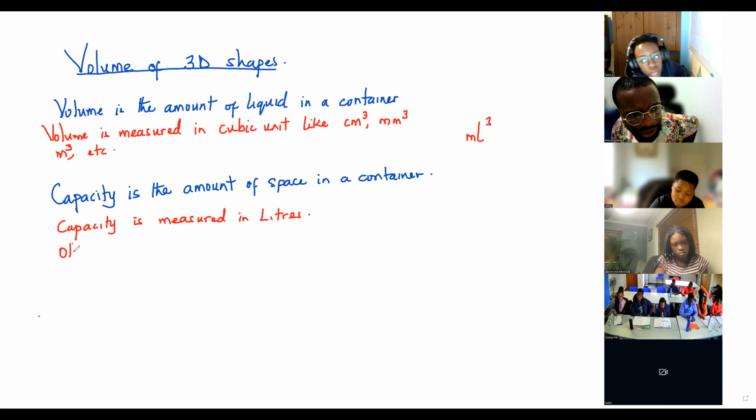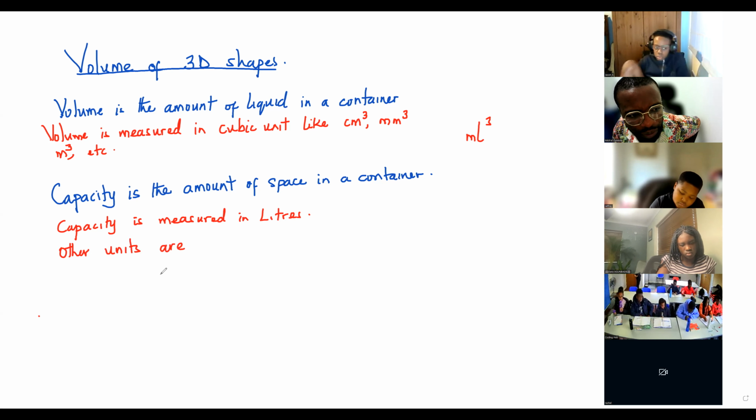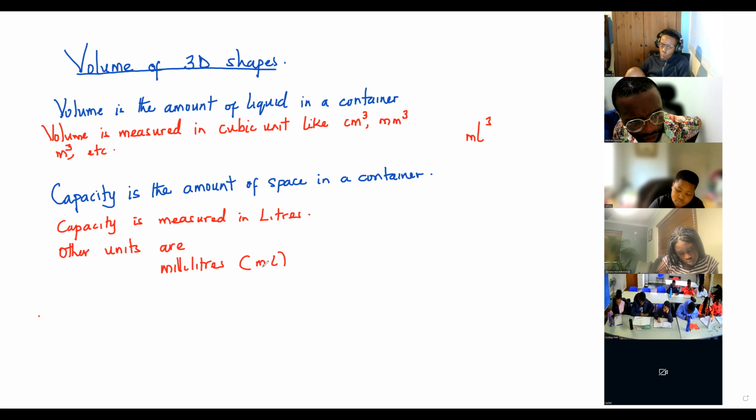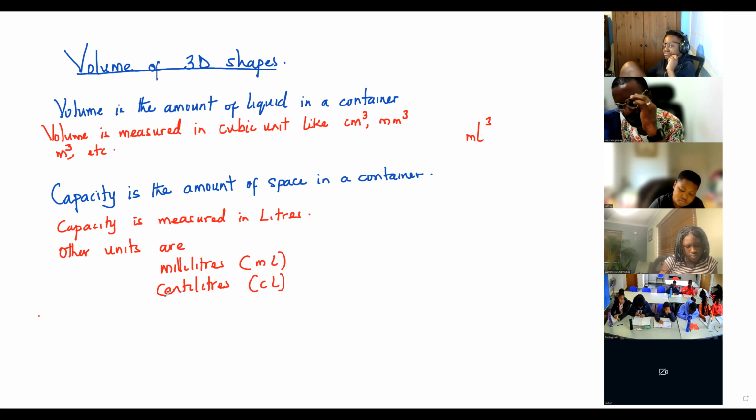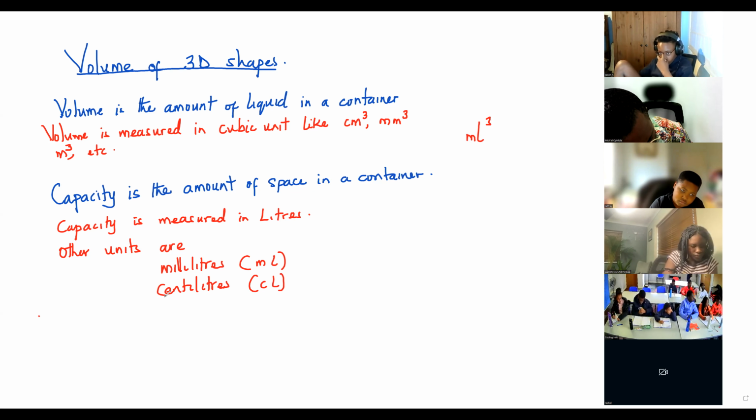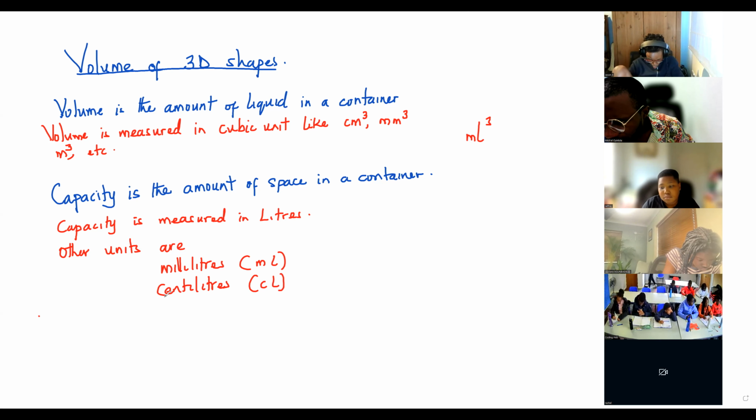Other units are milliliter, that is ml, centiliters, and that is cl. So, yes, Christabella, talk to me. Technically, the reason why Jason's is still 500 is because that's how big the bottle is. But since it's empty, that's the volume.